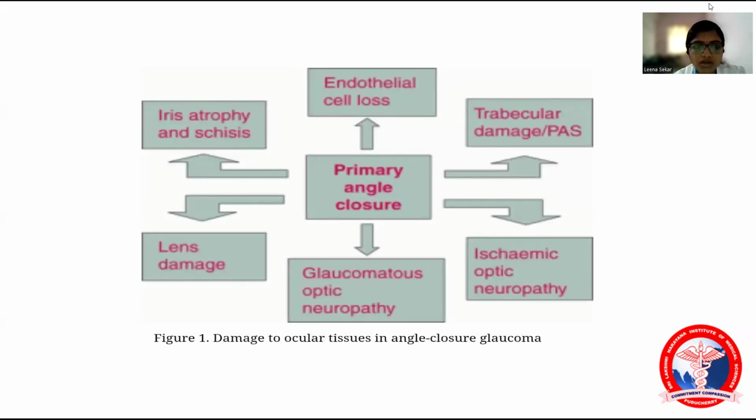So, what are the damages we are going to get in primary angle closure? In primary angle closure, we can get iris atrophy, endothelial cell loss in the cornea, and trabecular damage or peripheral anterior synechiae can be there. And we can get lens damage also. If the IOP is too high, we can get glaucomatous optic neuropathy. Then we'll have ischemic optic neuropathy also.